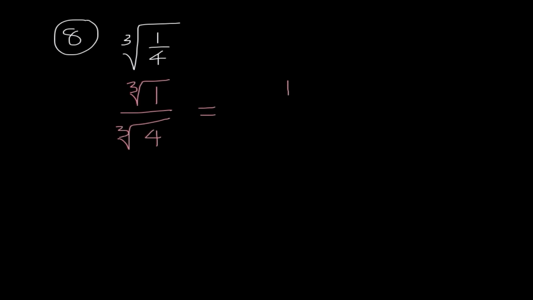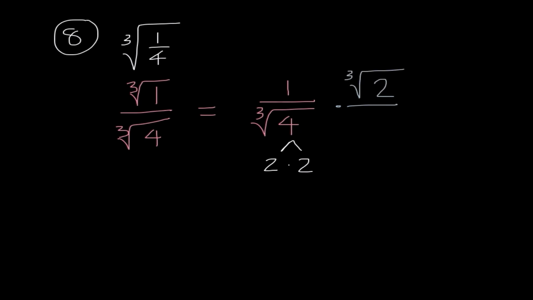I know the cube root of 1 is 1. And I have the cube root of 4, and I'm going to do a factor tree, and it's 2 times 2. Now the problem is I need 3 of something to take it out, and I only have 2 2's. So looking at this, I need to go ahead and multiply by one more 2.